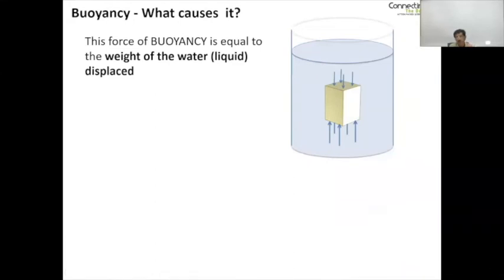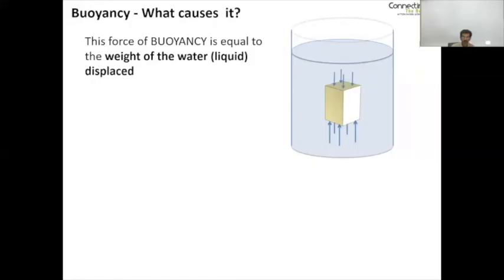We discussed the cause for buoyancy. Let us understand how much force is exerted. The force of buoyancy, how much is it? It is equal to the weight of the water or liquid displaced. Now, what does that mean? Any object which is immersed in a liquid, water or any other liquid, will displace some of the liquid because the object occupies space, and when it is immersed in the liquid, some of the liquid is displaced.